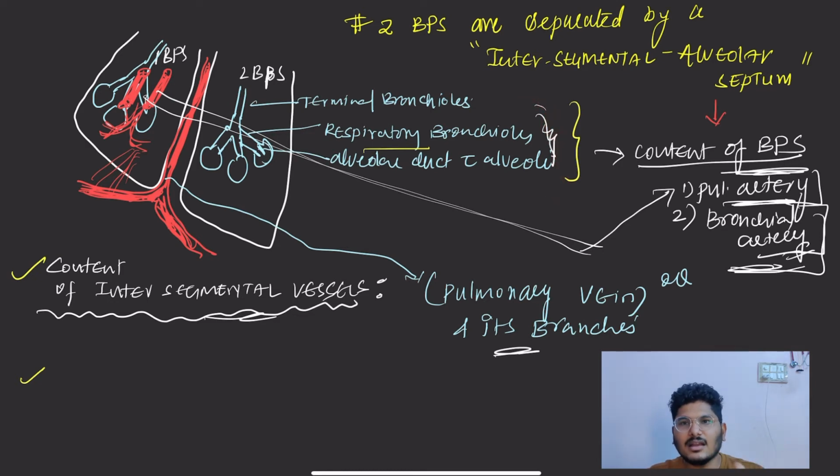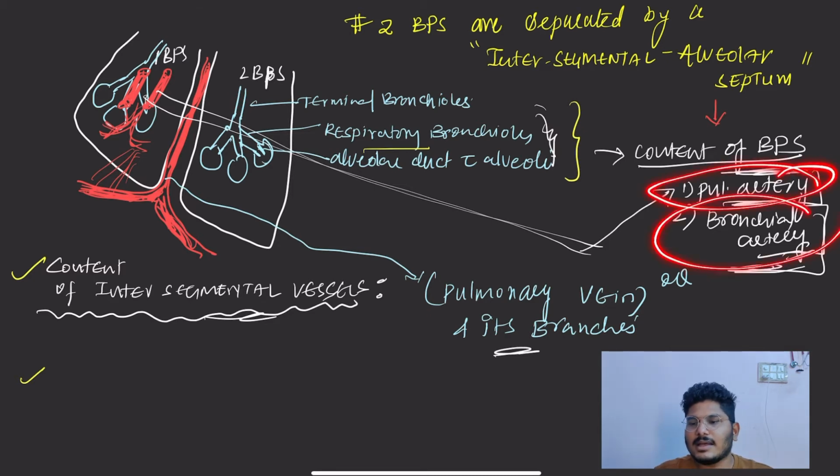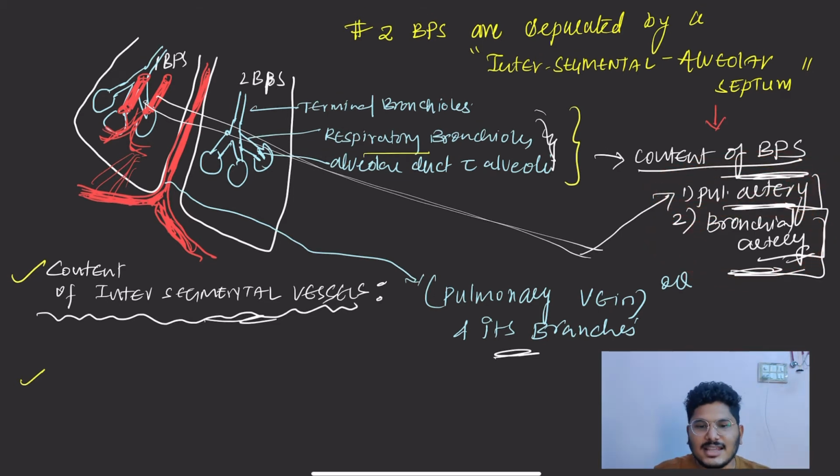Along with that, there are vascular structures, which are the bronchial artery and the pulmonary artery. Very important, bronchial artery and pulmonary artery. The pulmonary artery brings deoxygenated blood from the heart for oxygenation. And what is the content of the intersegmental septum? The one which carries oxygenated blood towards the heart, that is the pulmonary vein and its branches, are the contents of the intersegmental septum. So here, this is the pulmonary vein.